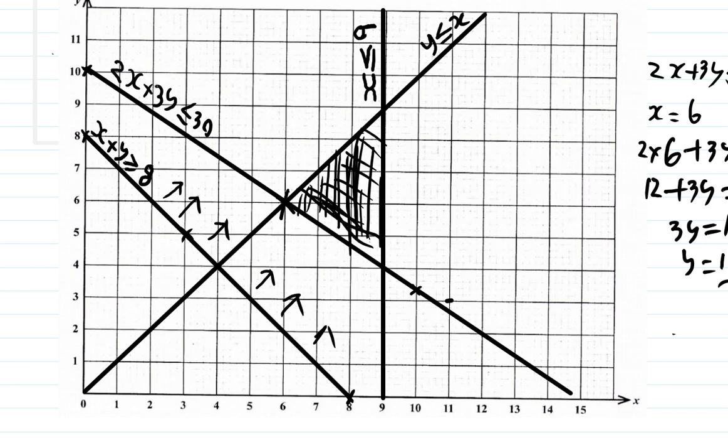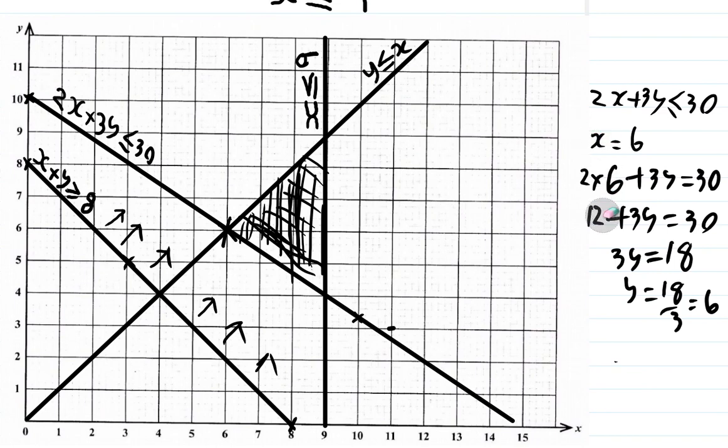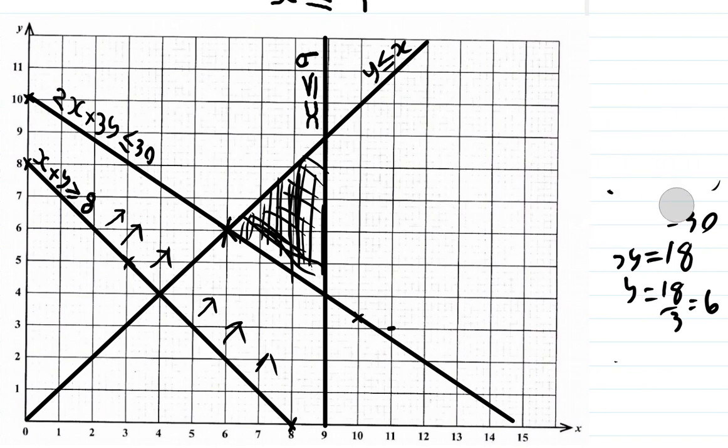You see 2x plus 3y is less than or equal to 30. If you consider the same point, where x equals 4 and y equals 6, it's right here.